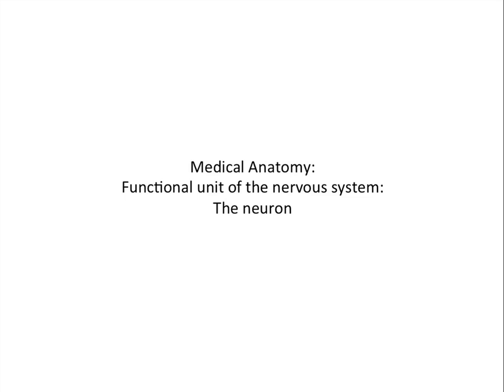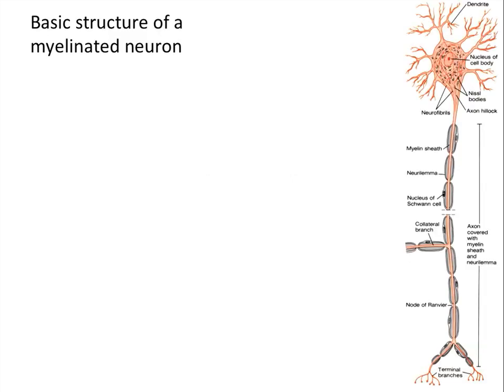So let's have a look at the basic structure of a myelinated neuron. Now there's three parts to a neuron. So one is the dendrite, and the dendrites are like little antennae that are coming directly off the cell body, and these are going to be little receivers of information. So it may be information about the external or the internal environment. It may be receiving information from another neuron, for example.